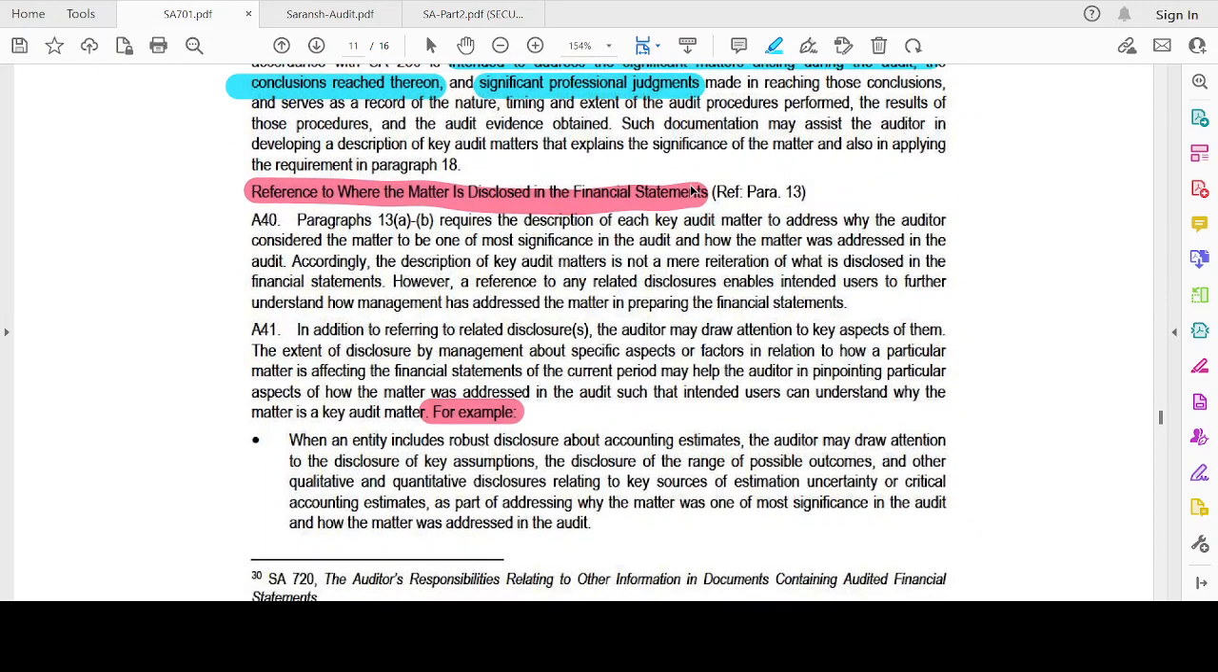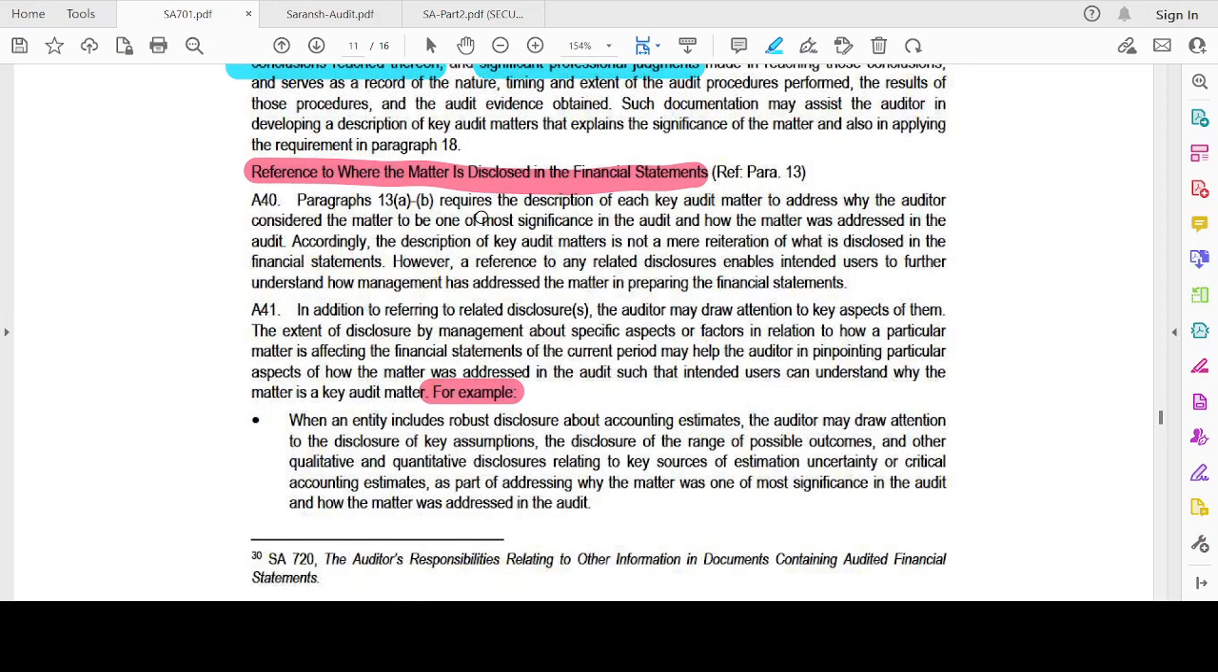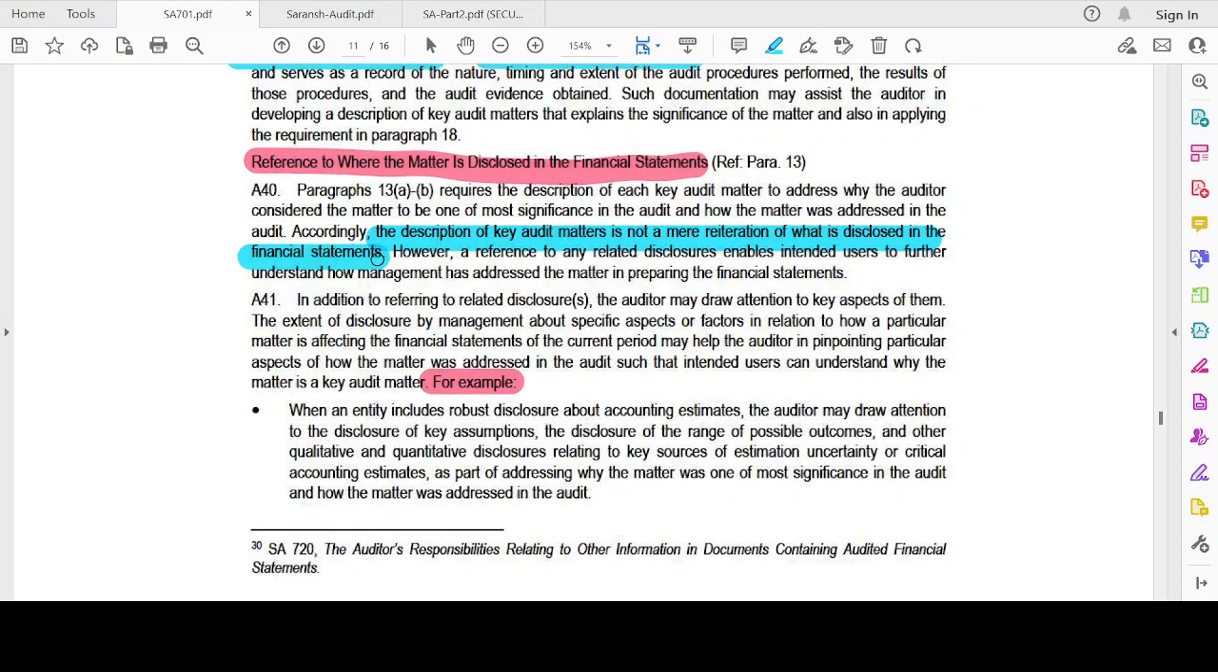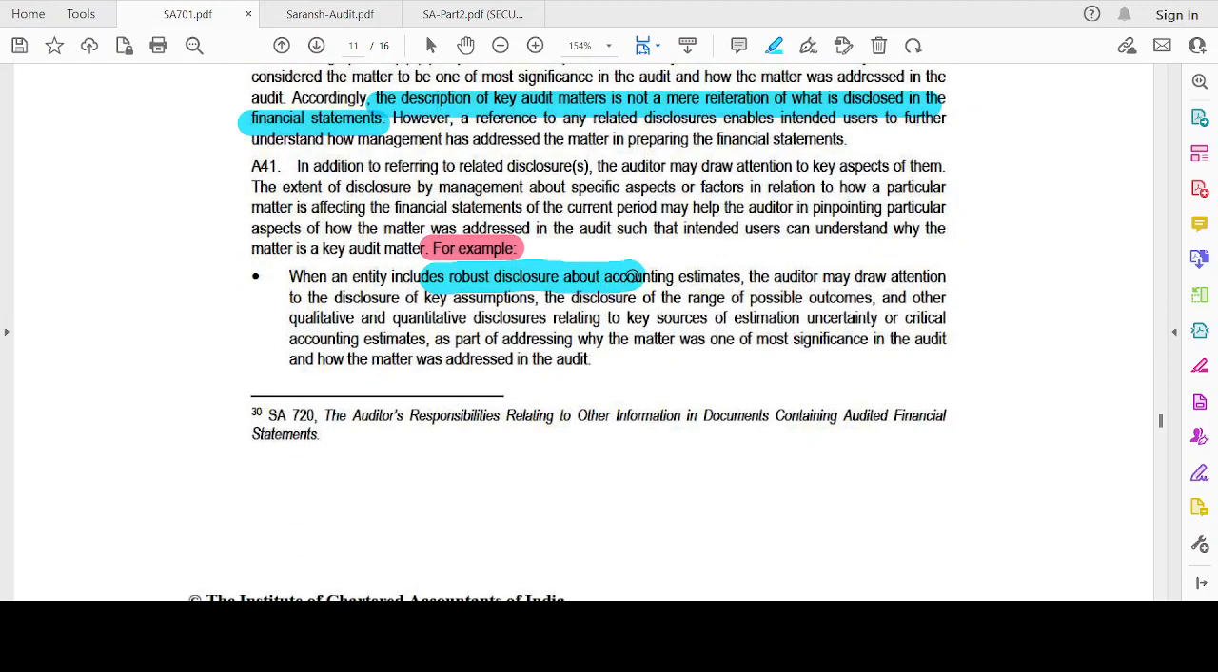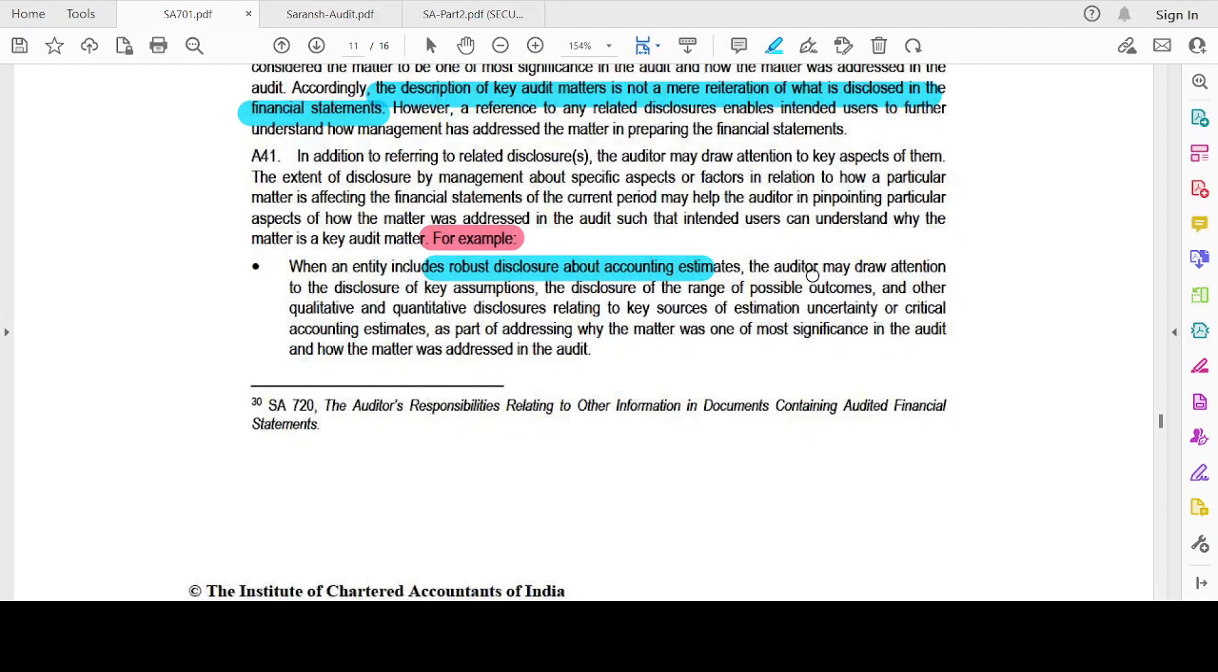Okay. Reference to where the matter is disclosed. So I have to give a reference to the particular matter. Description of key audit matter is not a mere reiteration of what is already disclosed. However, key audit matters, the audit procedure which I do. The disclosure will be given by the management with respect to the notes to the financial statements, right? So I have not just to reiterate what the management has said, I have to say the audit procedure we have done, and instead of reiterating, I will just give a reference to the particular note to the financial statements. Robust disclosure about accounting estimate, I will draw attention to the key assumptions and so on.